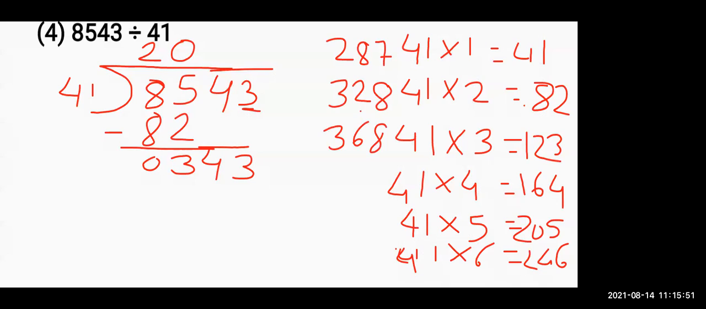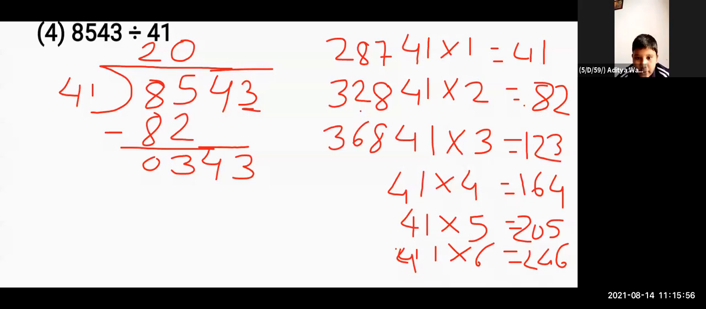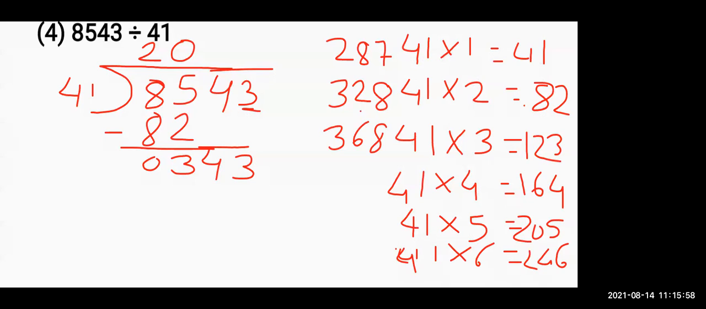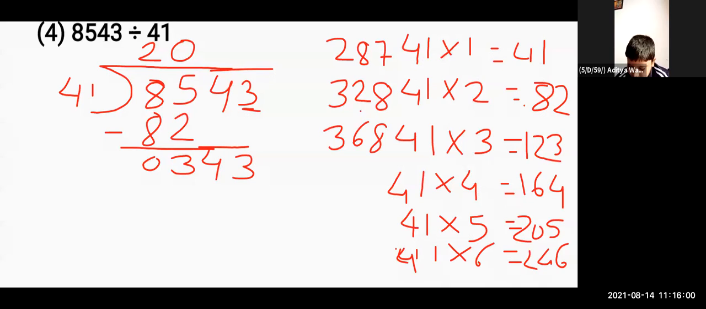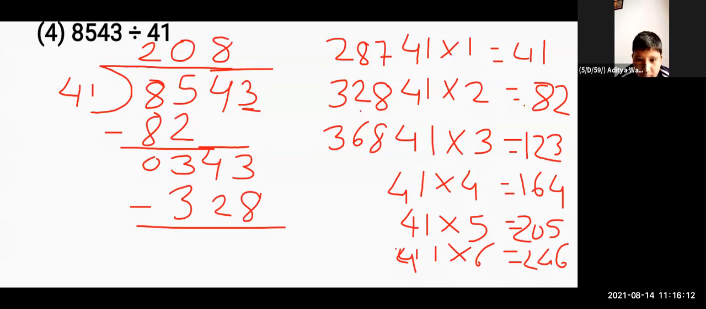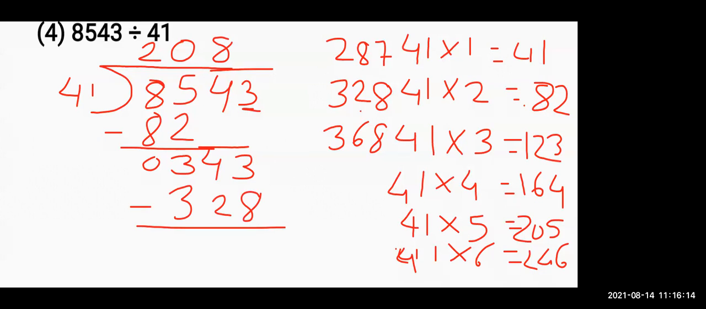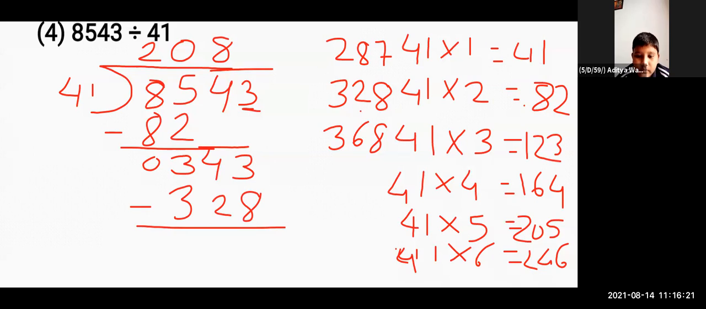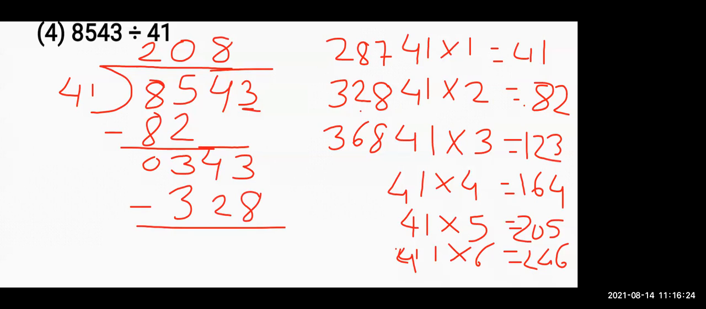Which number? 41 times which number will you take? 328. How many times? 8. Okay, 41 eights are 328. Now do the subtraction. 3 minus 8, is it going? What? 3 minus 8, is it going? 5. Arre, what is my question? Does 8 go from 3?